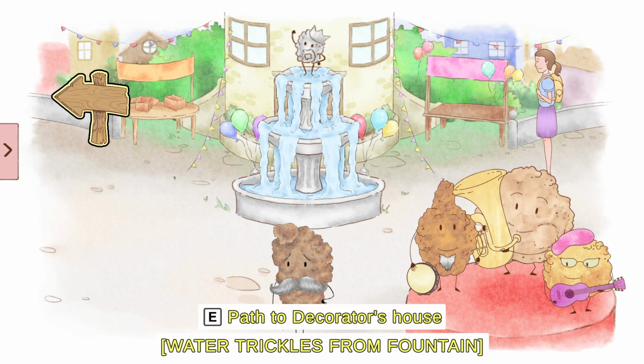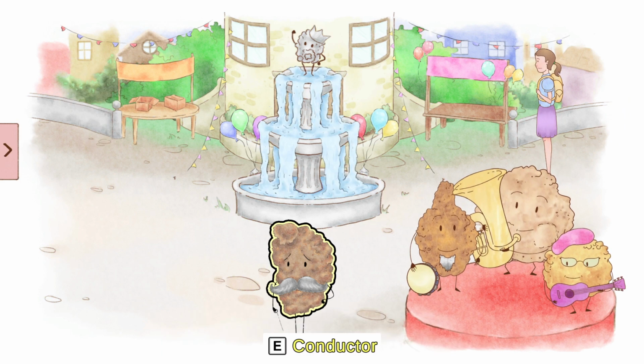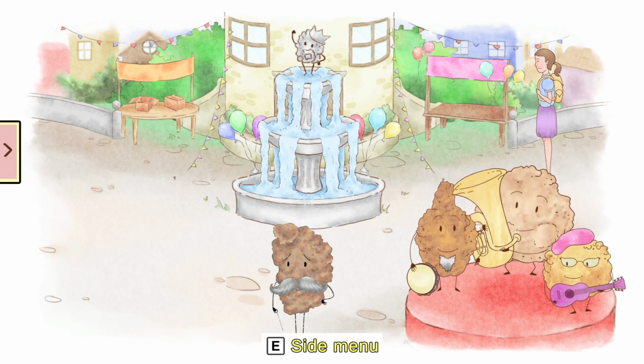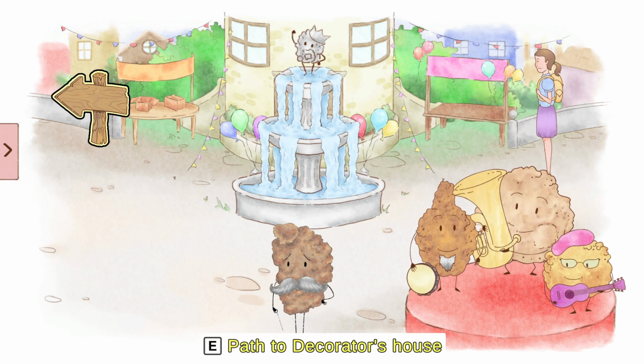Path to decorator's house. Fountain. Conductor. There's a decorator. Path to cook's house. Cook. Side menu. Path to decorator's house.